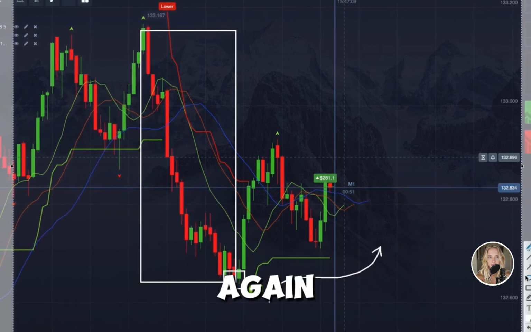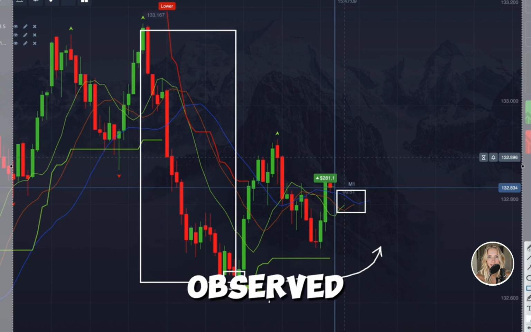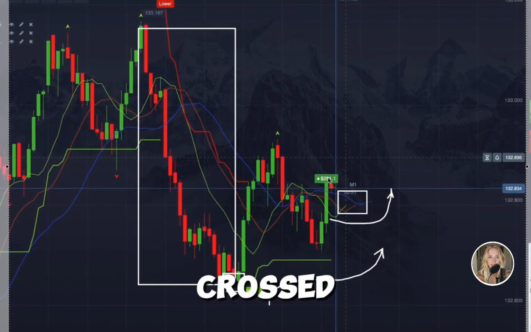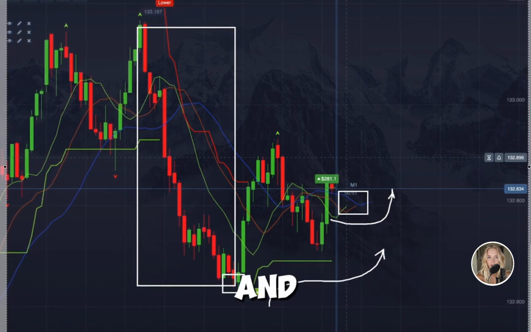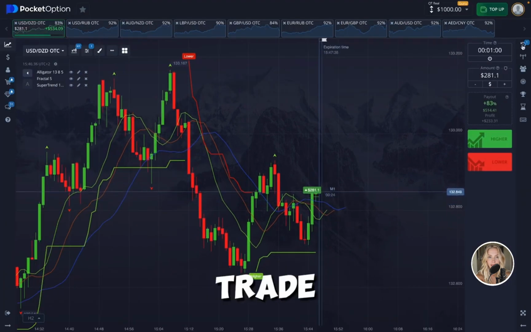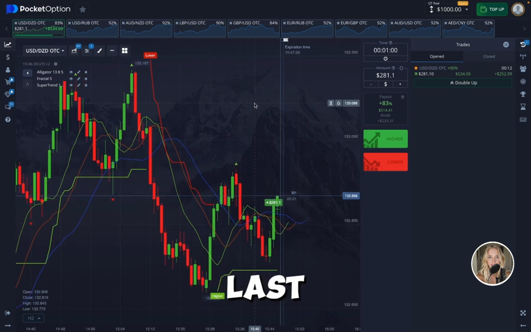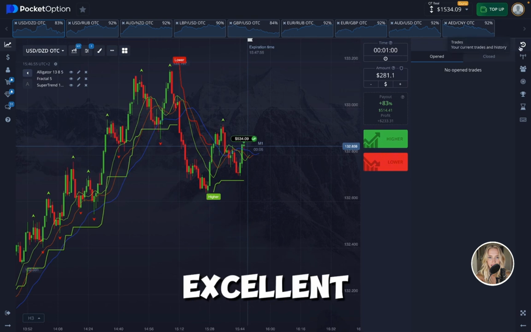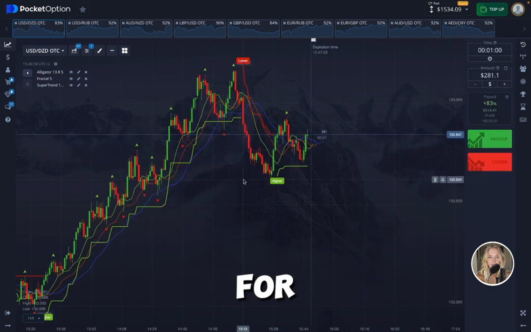It began to show upward dynamics again. Here I observe the crossing of the moving lines of the alligator, and also the price crossed these moving lines. And at the crossover, I open a trade. Look at the result. Last 10 seconds to close, and the position is closed in plus. Excellent. Super result. Excellent profit for this trade.